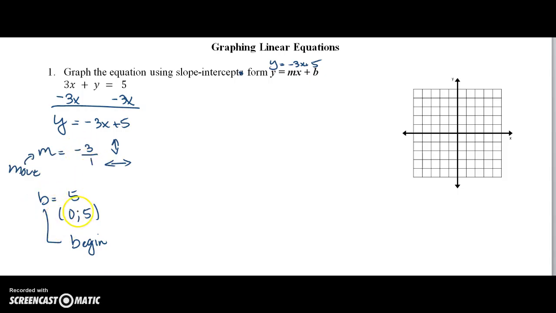So let's begin with the b. 0, 1, 2, 3, 4, 5. Your first coordinate. From there you're going to go down 1, 2, 3 and right 1. Down 1, 2, 3 and right 1. And then you'll connect your dots. And in order to receive full credit, you'll want to remember to label. So I'm going to label this as y equals negative 3x plus 5.